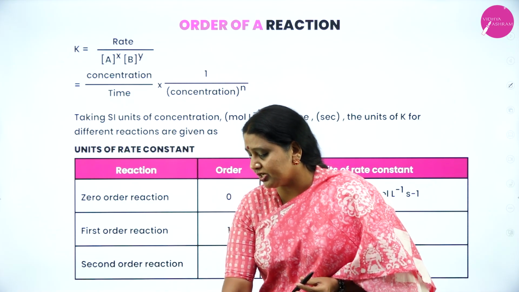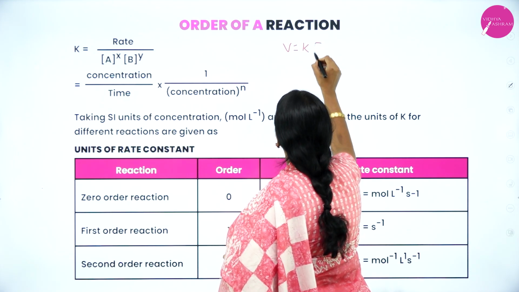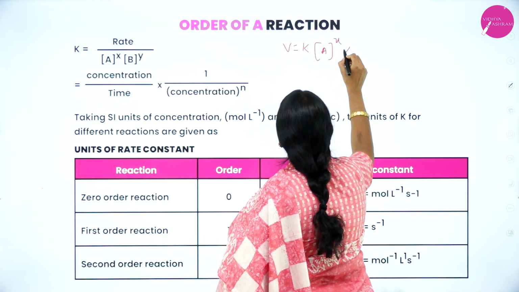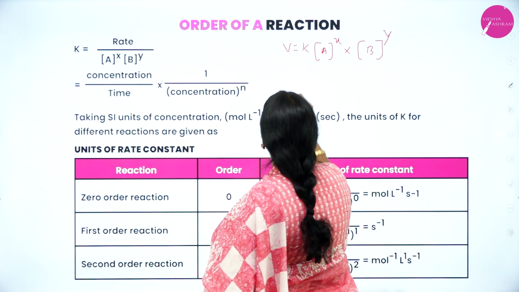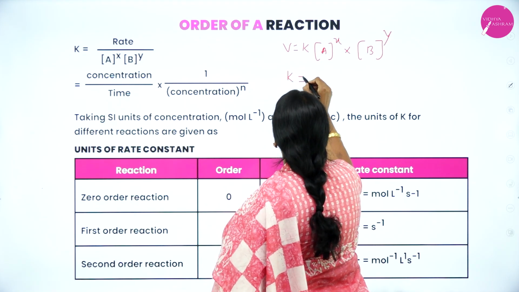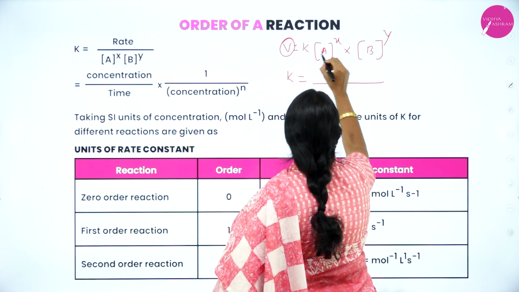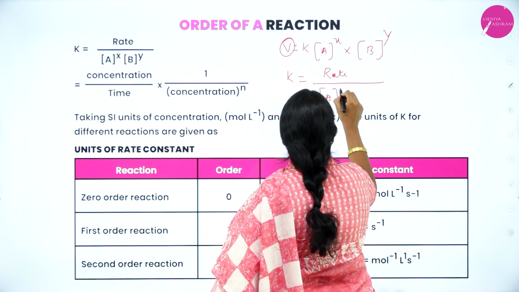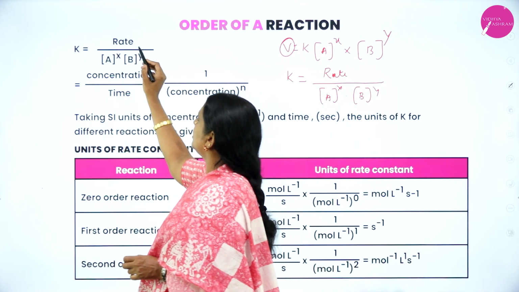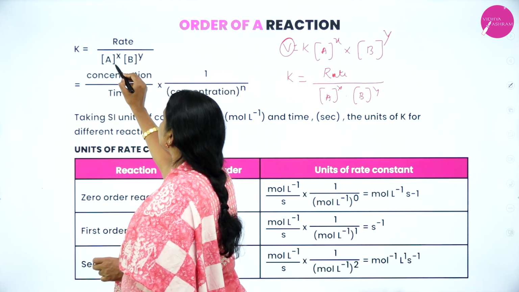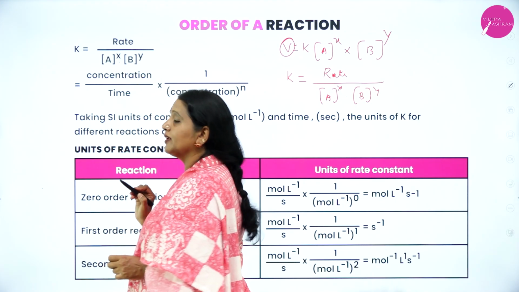Now, let us consider V is equal to K into [A] to the power of x into [B] to the power of y. Now, if I rearrange, what happens? K is equal to, what is V? V is rate, and these two terms go to the denominator, [A] to the power of x into [B] to the power of y. Here, K is equal to rate divided by molar concentration of A to the power of x into molar concentration of B to the power of y.